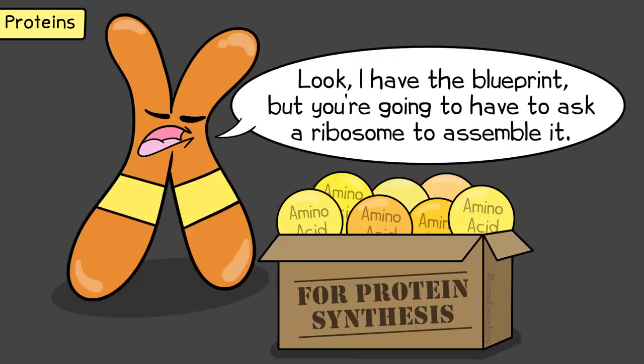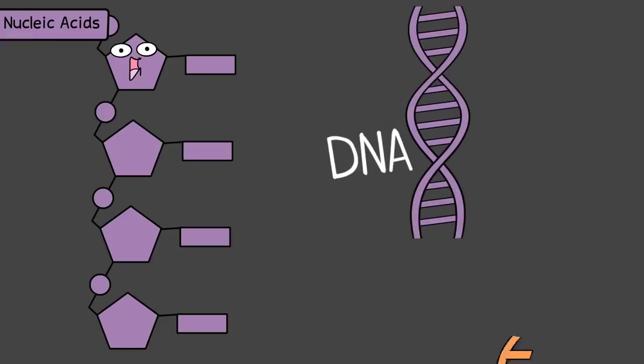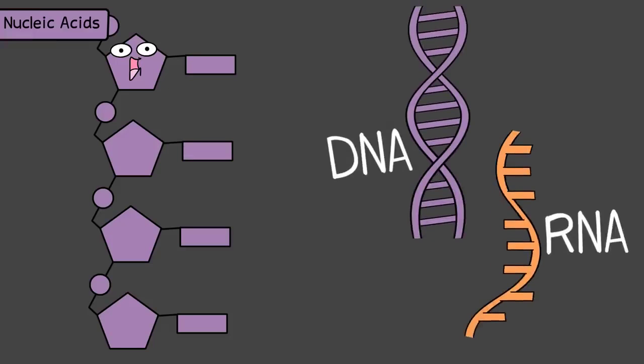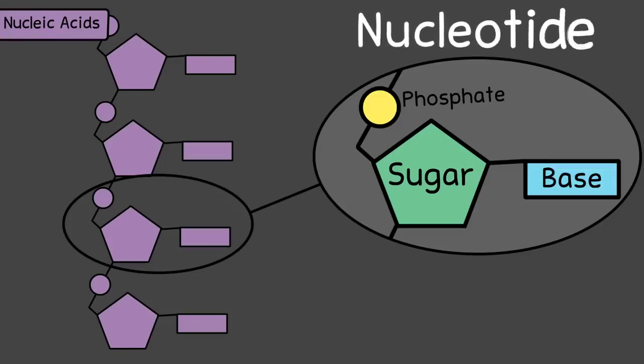And that brings us to our last one that includes DNA, nucleic acids. Nucleic acids include DNA and RNA, which we'll get to in more depth when we get to genetics. Nucleic acids have a monomer called a nucleotide. That's going to be an easy one for you to remember because nucleotide sounds like nucleic acid.